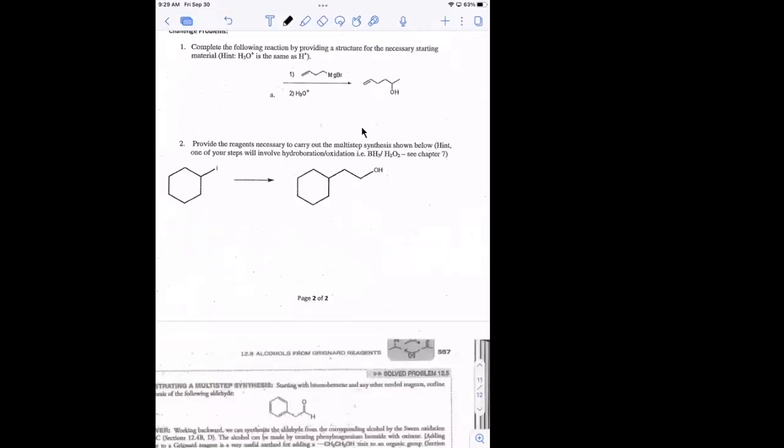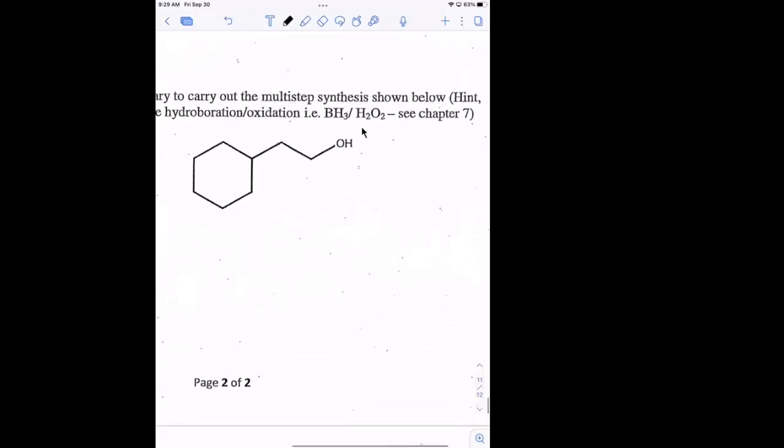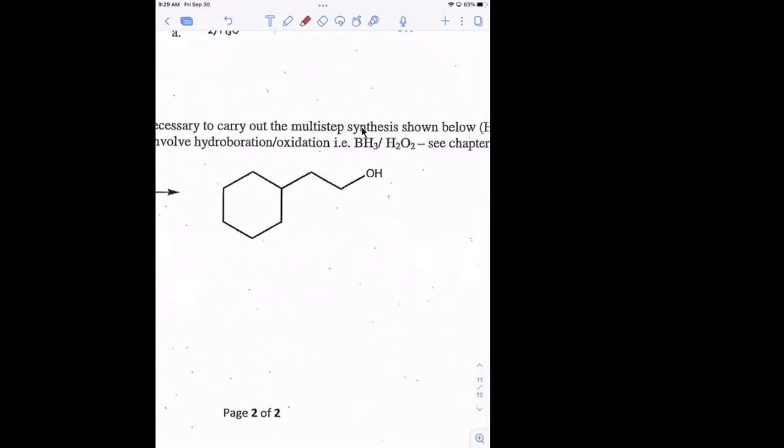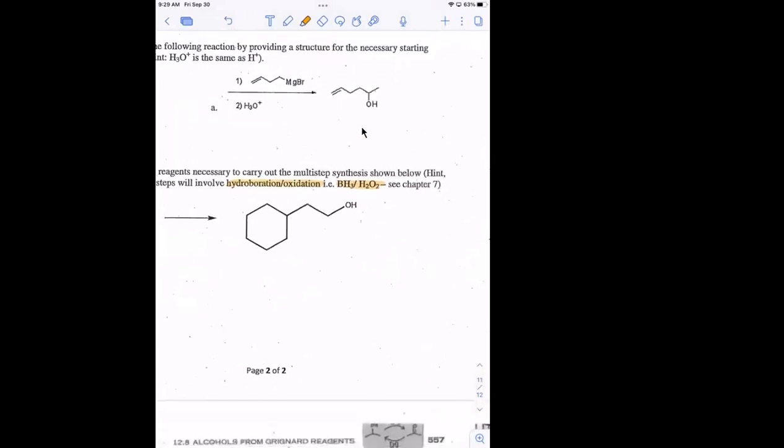This is a retrosynthetic problem as well, right? It says provide the necessary reagents to carry out the multi-step synthesis shown below. One of your steps will involve hydroboration oxidation. I know y'all get sick of me asking about part one, but we also talked about this reaction in this part. So hydroboration oxidation, these are the reagents for it. What does it do? If we know that, that's the first step to working backwards.